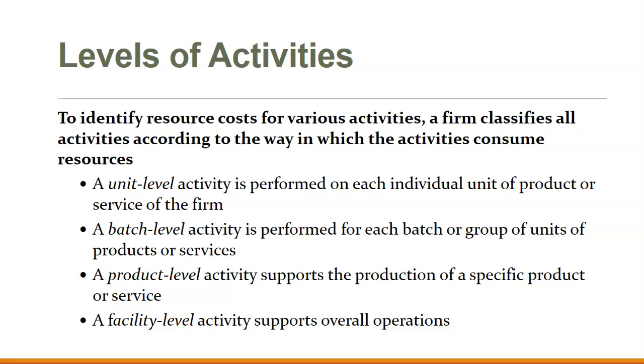We have 4 different levels of activities. We have unit level activities that are performed on each individual unit or product or service of our company. Then batch level activities, which are performed for each batch or a bundle of units or a group of units. A product level activity supports the production of a specific product or service. And a facility level activity supports overall operations, such as our building rent and utility costs would be facility level costs to support all operations.